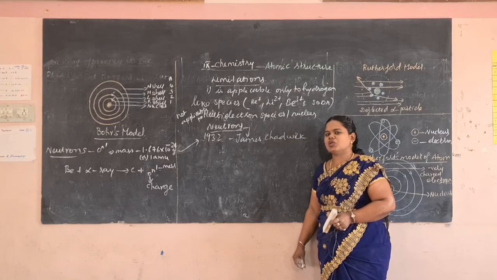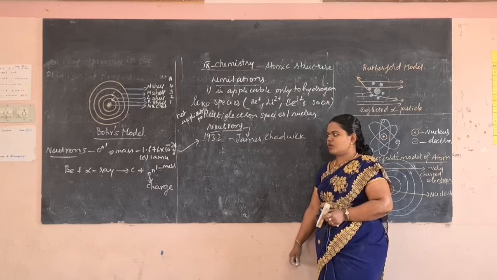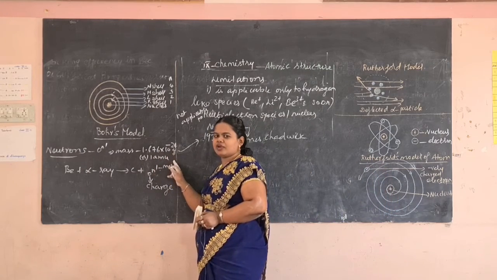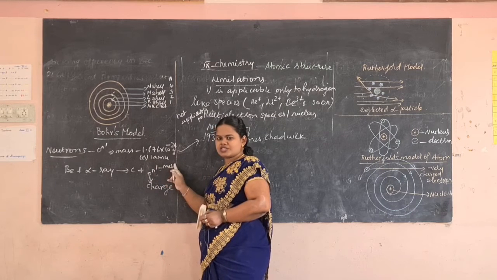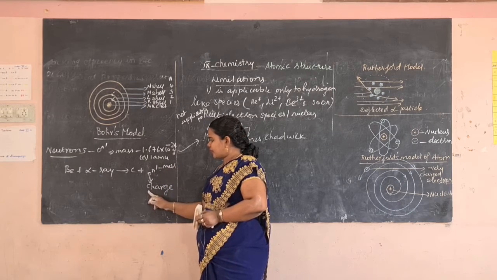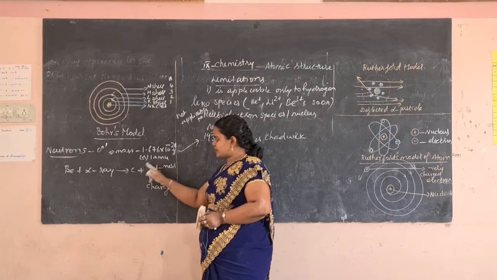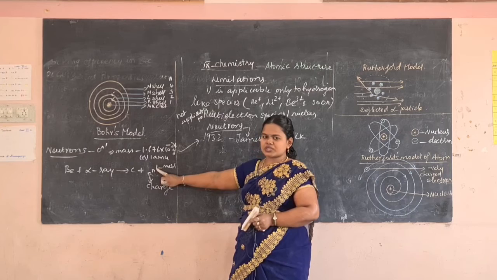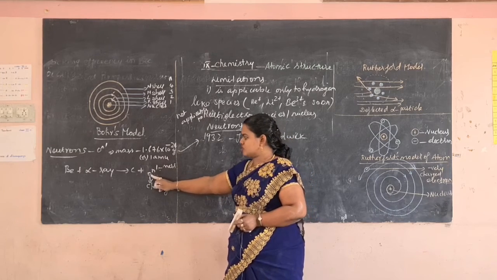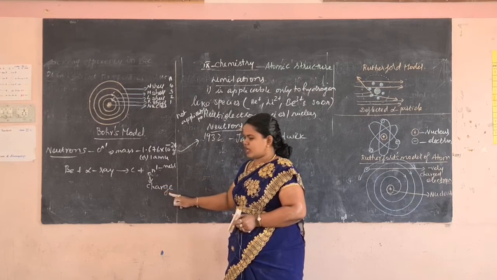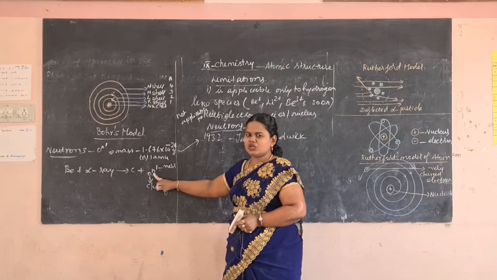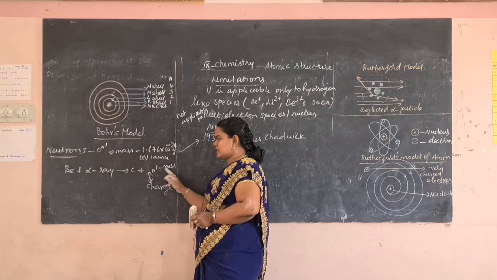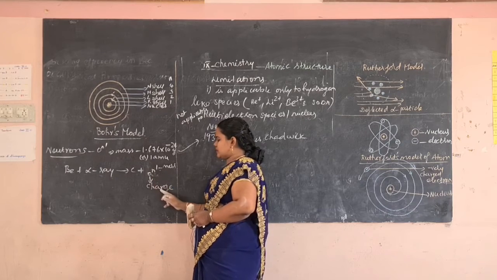Its charge is neutral and its mass is 1.676 into 10 power minus 24 gram, or 1 atomic mass unit. Here the neutron is represented like this: the superscript 1 represents the mass, the subscript 0 represents the charge, and n represents the neutron.